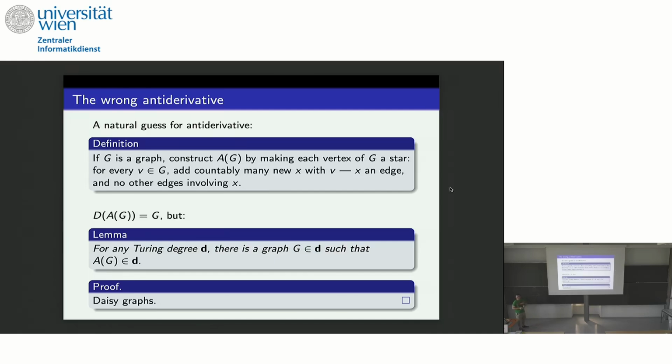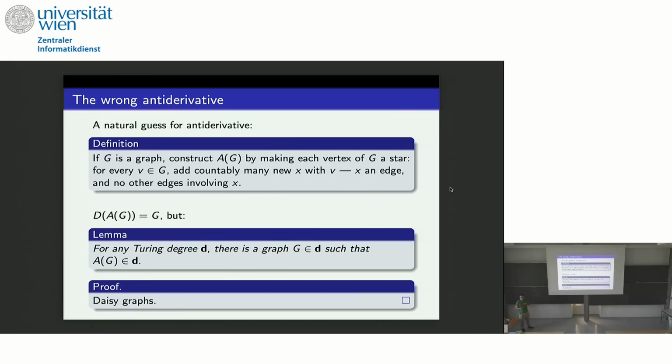But it doesn't play nicely with computability theory. The problem is all of these new vertices have degree 1, all the old vertices have degree bigger than 1. That makes the old graph G very easily definable inside the new graph, which means that you can find a graph such that taking the antiderivative doesn't remove any complexity, doesn't make things easier.